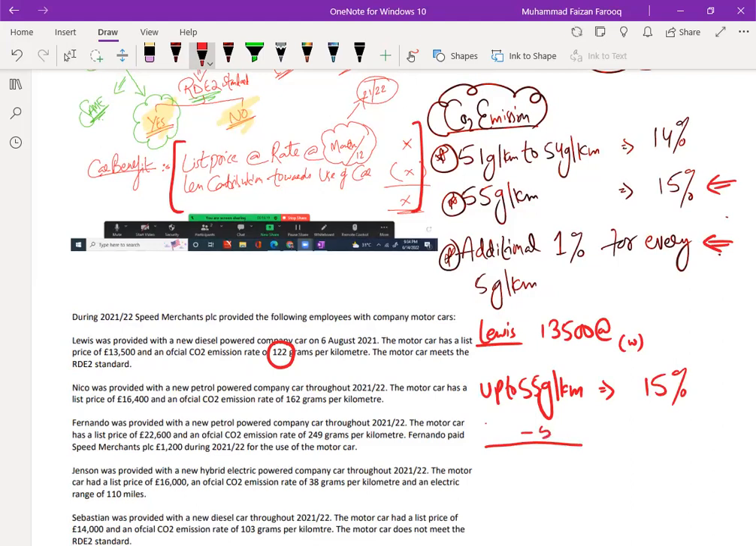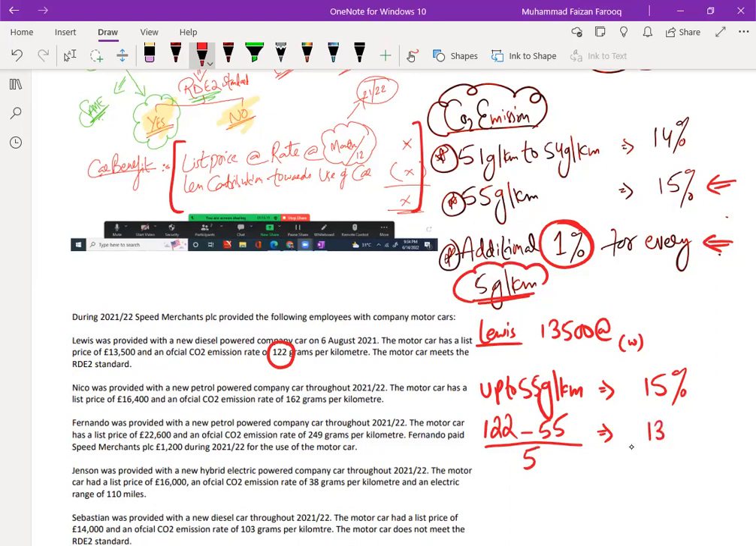122. So in excess of 55, how much have you exceeded? Can you use the calculator and tell me how many grams you exceeded? 67. How did you get it? 122 minus 55. And our rule is for every 5 grams, there will be 1%, right or wrong? Right. So how much will be the answer? 13.4.